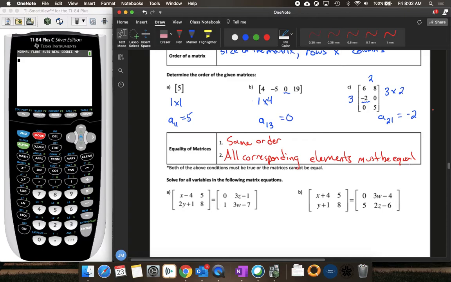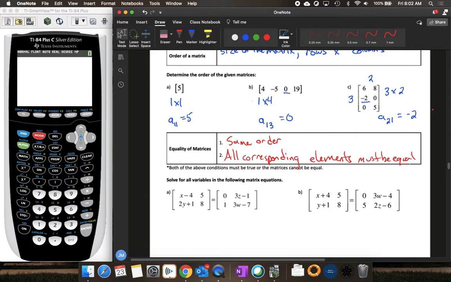So the element in the first row, first column of one matrix has to be equal to the first row and first column of the second matrix, and so on and so forth. And we'll see an example of how that works. Now, both of those have to be true, otherwise the matrices cannot be equal.